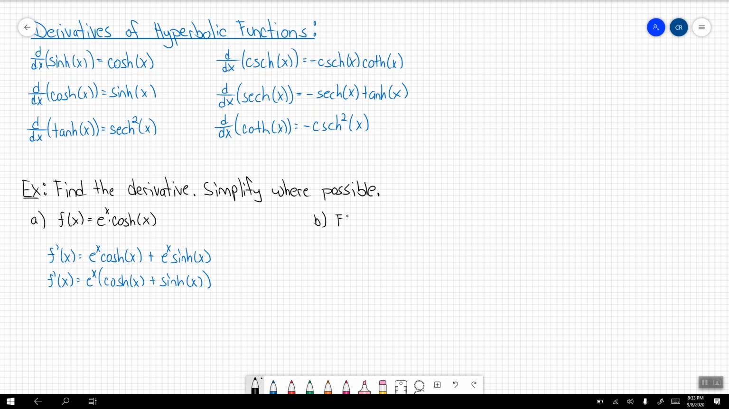Part B, we're going to have f of t is equal to the natural log of hyperbolic sine of t. Now again, going through the whole process, in order to take this derivative, we take the derivative of the outer function, and that's going to be 1 over the argument, hyperbolic sine of t, multiplied by the derivative of the inside function, and that's hyperbolic cosine of t. This ratio here is really hyperbolic cosine of t divided by hyperbolic sine of t. That ratio leads us to hyperbolic cotangent of t, and we're done. That's it.